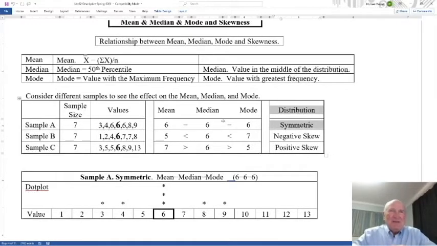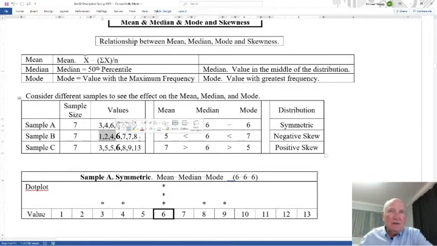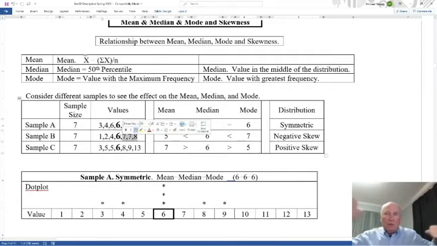But what happens if it's not symmetric? If it's not symmetric, it's skewed. Sample B: 1, 2, 4, 6, 7, 7, 8. Well, the mean is 5 this time. And the median, well, there's 3 here and 3 here because it's rank ordered. It's in order. And the middle is still 6. So I still have the same median of 6, but the mean is different.